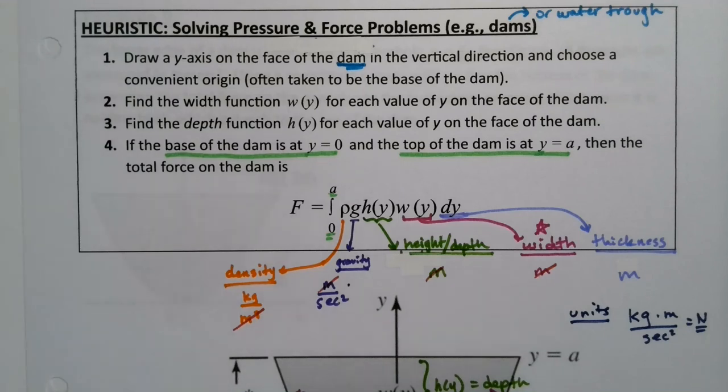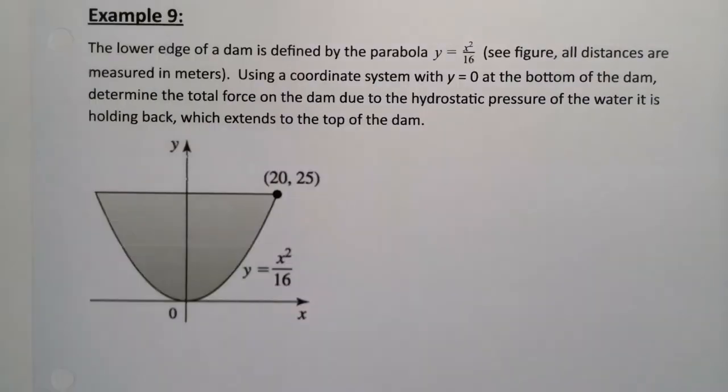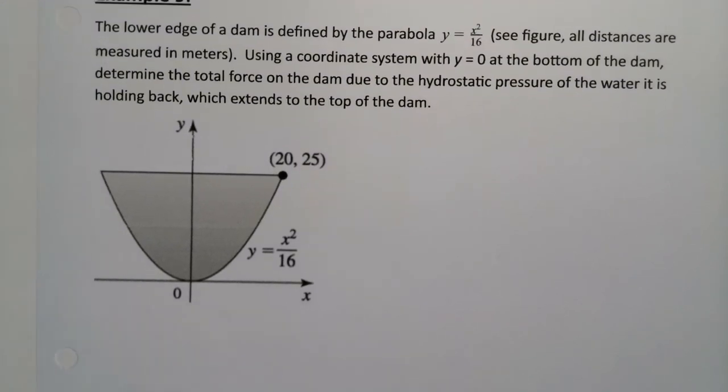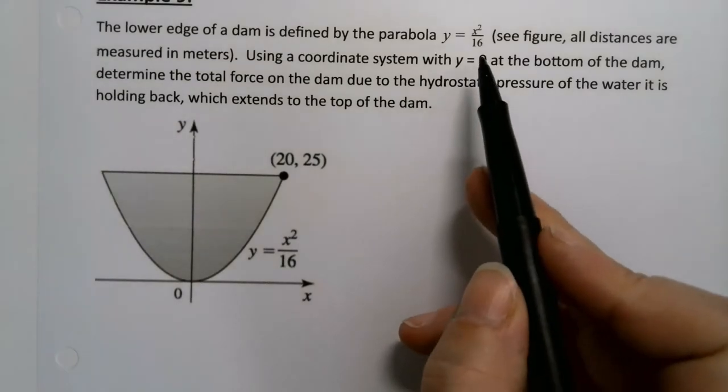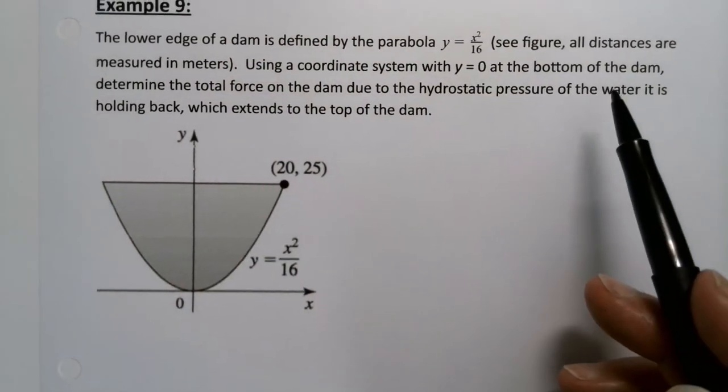So this force and pressure on the side of a dam sounds reasonable, but let's actually do an example to make it make sense. Okay, so we have a lovely problem right here. We have the lower edge of a dam is defined by the parabola y equals x squared over 16. See the figure below. And assume everything's measured in meters.